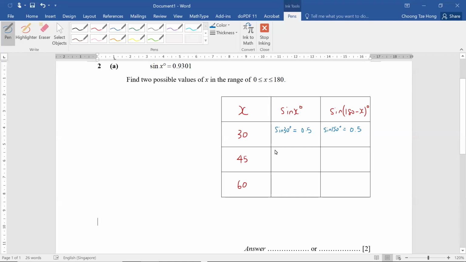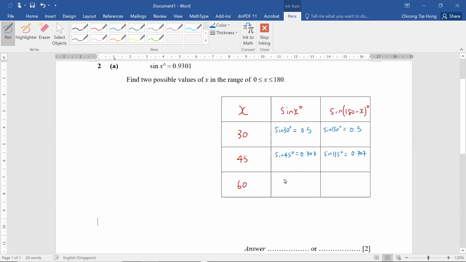Okay, so if x is now 45, then over here we'll be calculating sine 45 degrees. Okay, so if you key in sine 45 into your calculator, you will get 0.707. Okay, so over here you will now be calculating sine 180 minus 45. So 180 minus 45 will be 135 degrees. So if you were to calculate sine 135 degrees, you should be able to obtain the same answer of 0.707. Right, so this shows that sine 45 and sine 135 degrees have the same value.